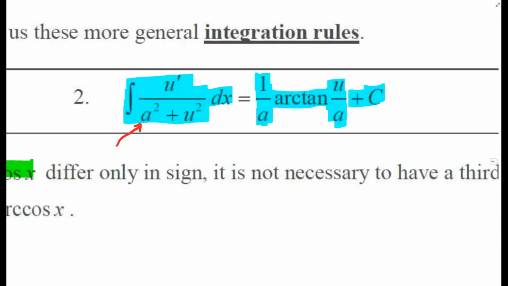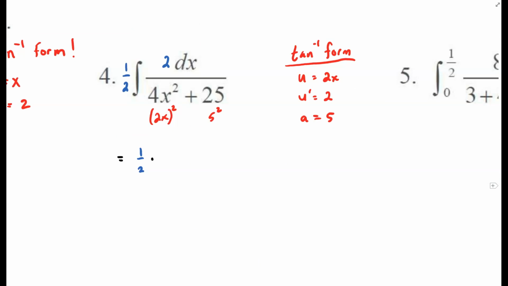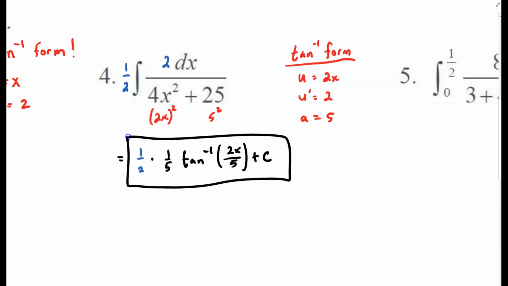So the integral of u prime over a squared plus u squared dx is 1 over a arctan of u over a plus c. Okay, so 1 over a, which is 1/5, tan inverse of u over a, so 2x over 5 plus c. And there you have it. If you want to simplify that to 1/10, be my guest, but you don't have to.